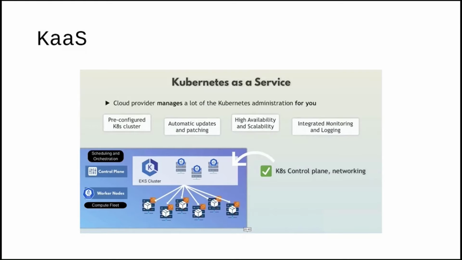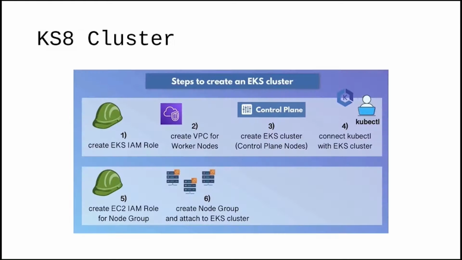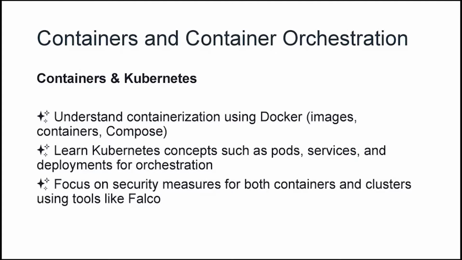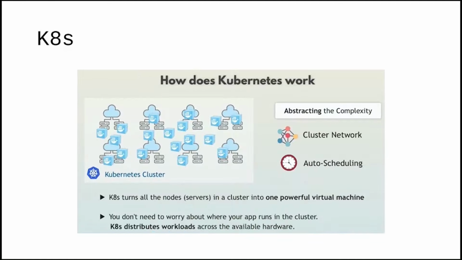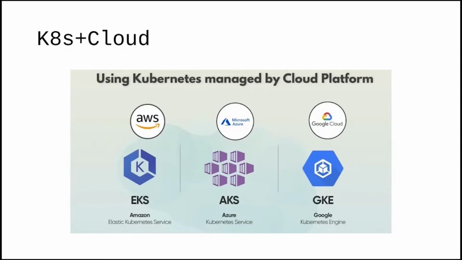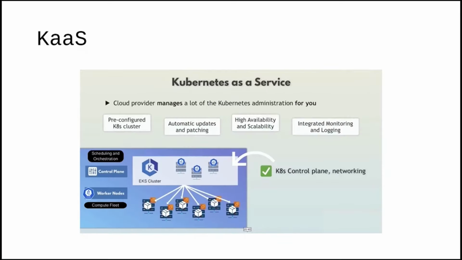Container orchestration, what is it? Automating the deployment, scaling, and management of containers. Now the importance: scalability, easily scale applications up and down based on demand. High availability, ensure applications remain available even if some containers fail. Automated deployment, simplifies and automates the deployment process.